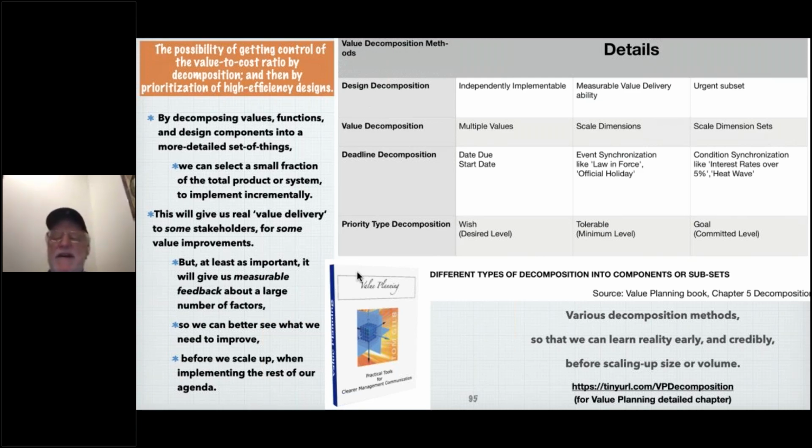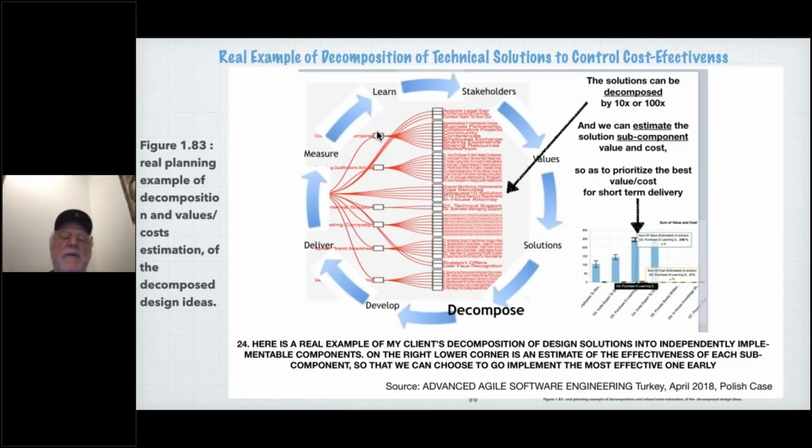And I've got a little bit more detail on it. Won't have time to go into a lot, but here's an example of taking big architectural ideas, and this is student work in Poland, where we've decomposed it into sub-designs, which can be done individually. And as I showed you already, we can rate the value to cost of the sub-designs and get a queue of increments for scheduling what the development team shall do.